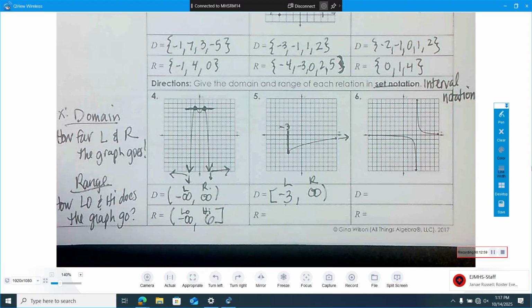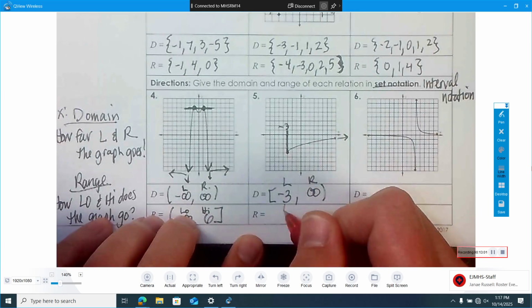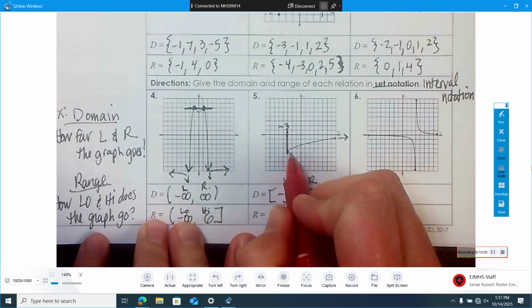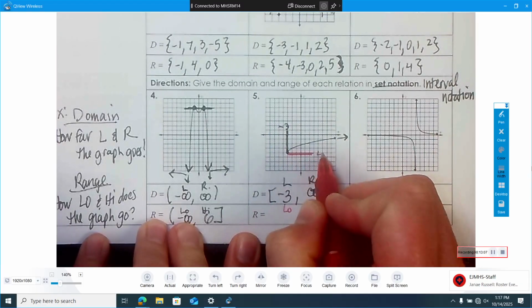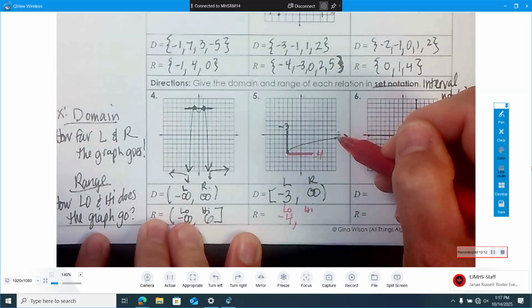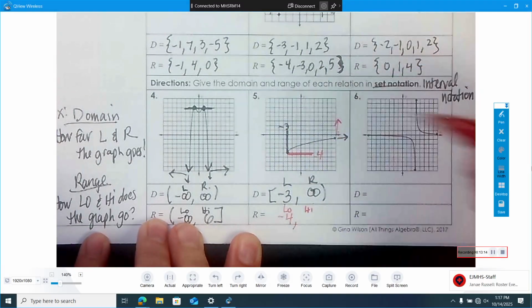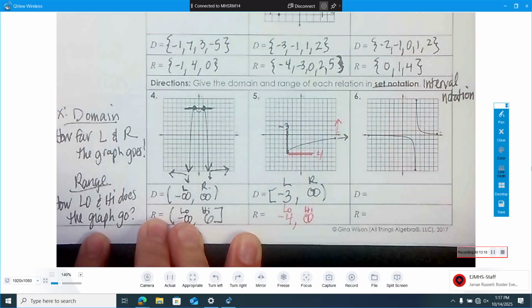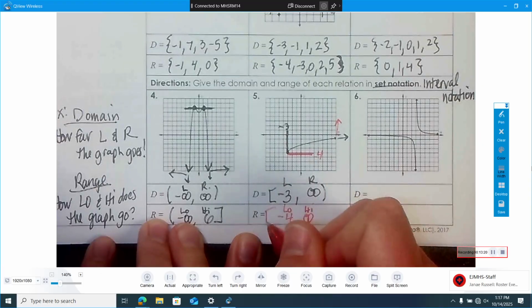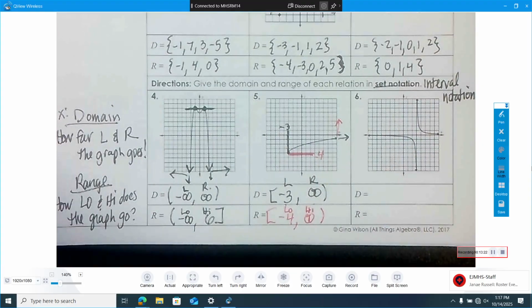Beautiful. All right, how low does it go? How low and how high? How low does it go? Negative 4. Right here is as low as it goes. It's going down to negative 4. And then how high does this arrow go? Yeah, it goes forever up. So it's going to positive infinity. Bracket or parenthesis at negative 4? Bracket, and parenthesis at infinity.